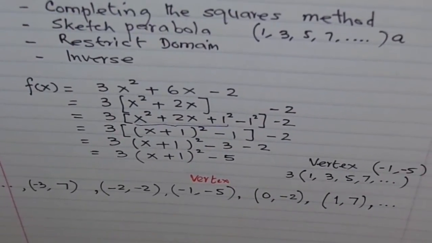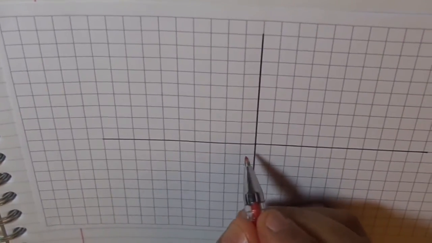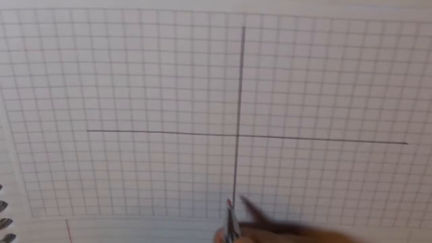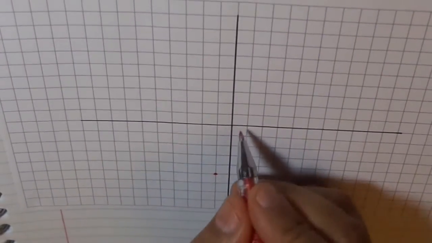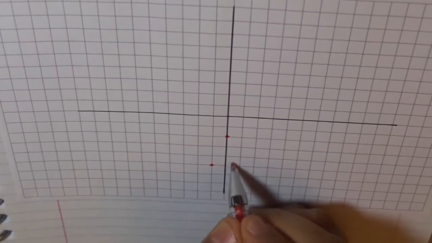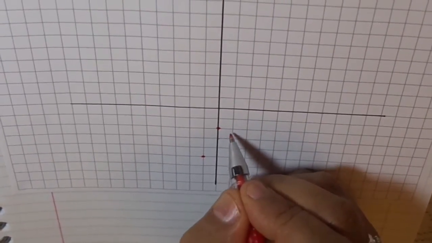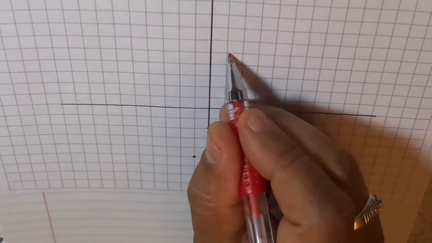Now, let's try to sketch this on the graph. Okay? Now, the first point on the vertex was minus 1, minus 5. So let's go to minus 1, 1, 2, 3, 4, 5. The second point is 0, minus 2. You can see the steps are, first step 3, 1, 2, 3. Second step, we can take second step of 9, 3 times 3. 1, 2, 3, 4, 5, 6, 7, 8, 9.